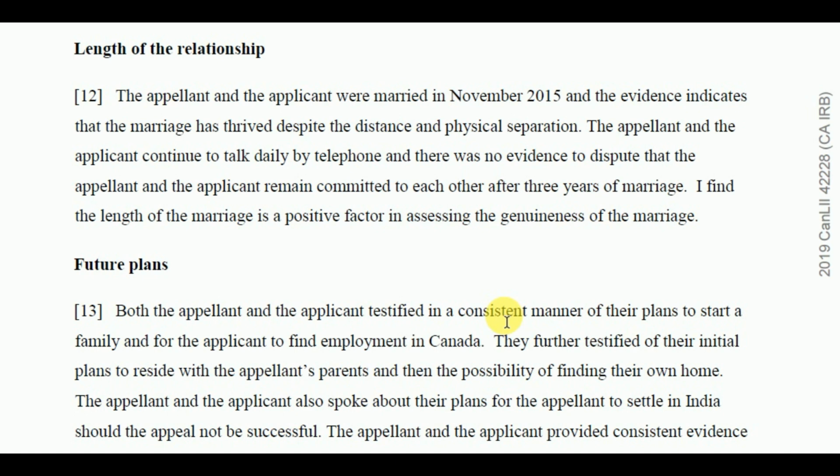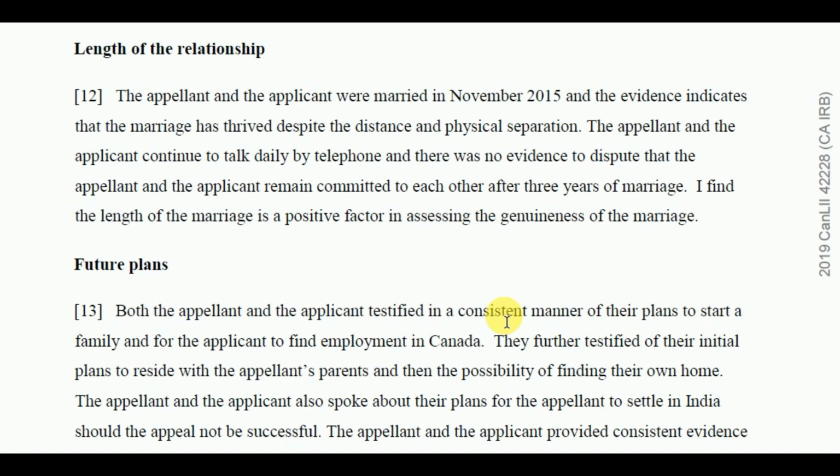Length of the relationship. The appellant and the applicant were married in November 2015, and the evidence indicates that the marriage has thrived despite the distance and physical separation. The appellant and the applicant continue to talk daily by phone, and there was no evidence to dispute that they remain committed to each other after 3 years of marriage. I find the length of the marriage is a positive factor in assessing the genuineness of the marriage.